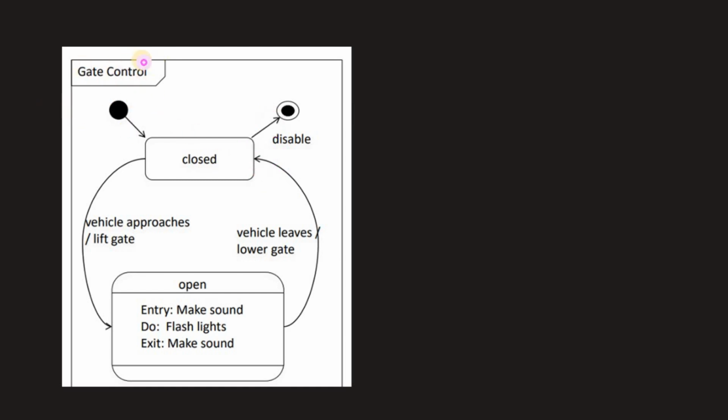Okay, if you don't understand, let me just go over it really quickly. Entry, vehicle approaches, if the guard is true, perform the action, lift gate, go into the open, make a sound, go into the do, flash lights, check the guard. If the guard is true, if the vehicle left, you're going to make a sound again, lower the gate, and then go to the closed, and that's the final state.